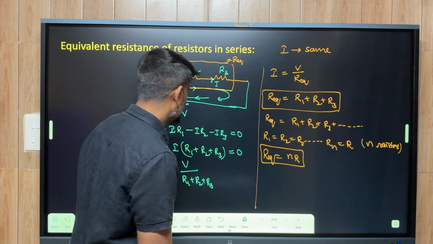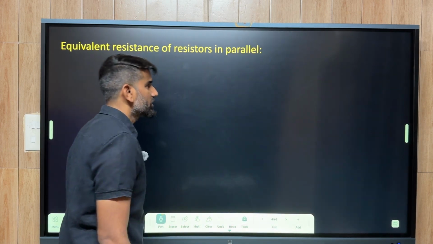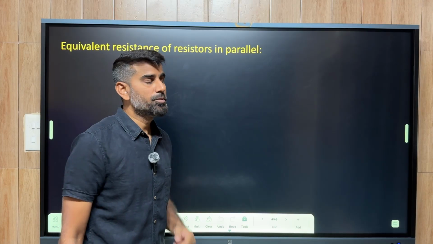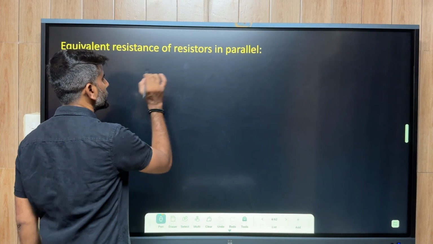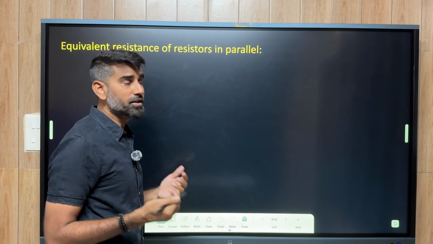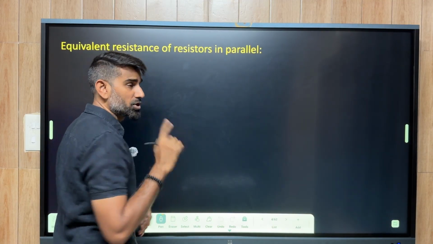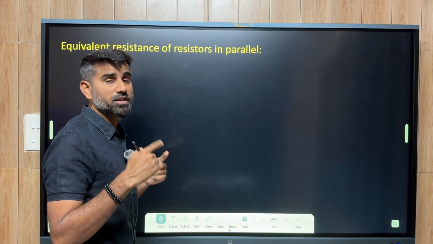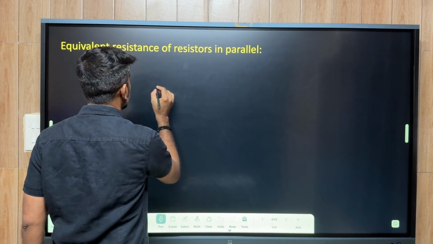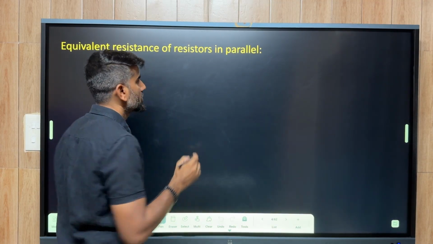Now let us move on to the next step. Let us derive the equation for the equivalent resistance when the resistors are connected in parallel. Keep in mind that when resistors or any electrical components are connected in parallel, the potential difference across every branch will be the same.